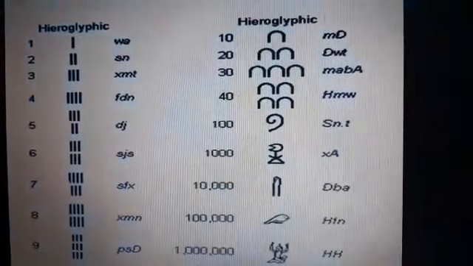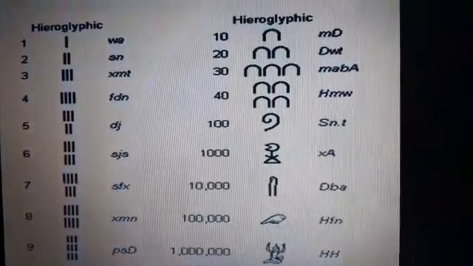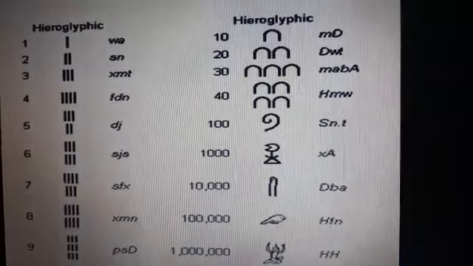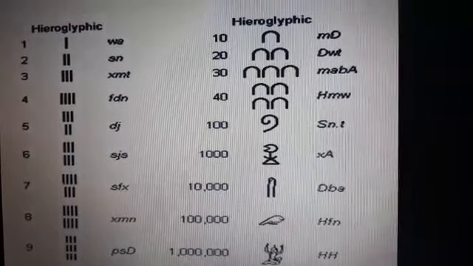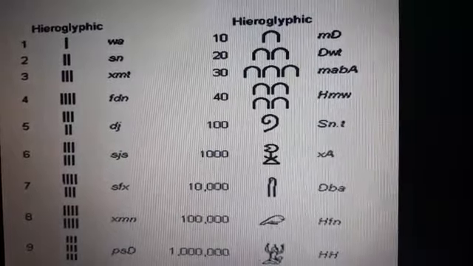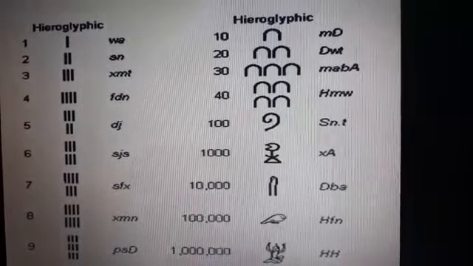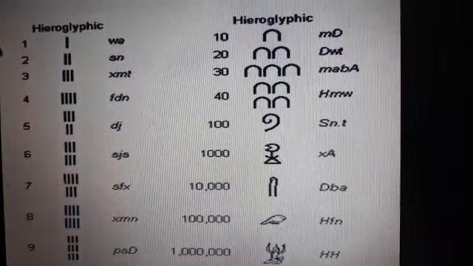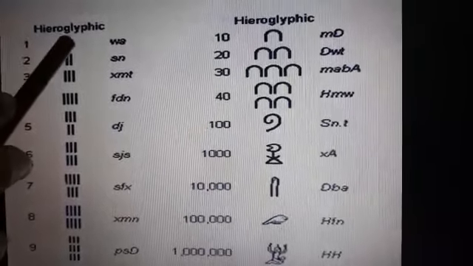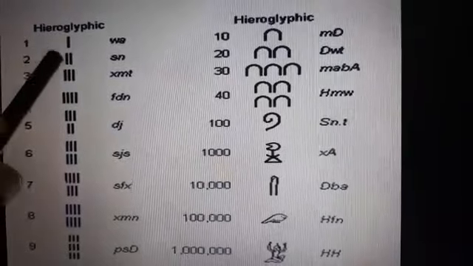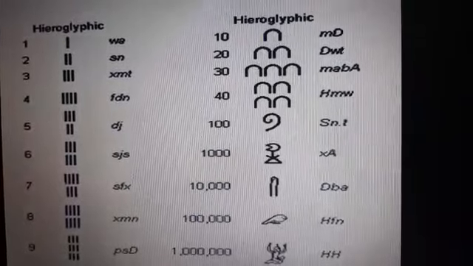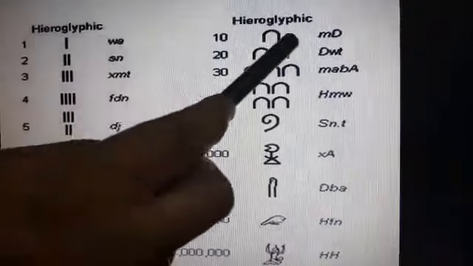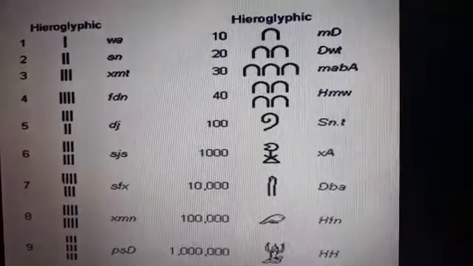To solve this issue, they developed their own number system. They developed their own symbols, and these symbols represent specific numbers. For example, for 1, they had one symbol. For 2, they had another symbol. For 3, they had some other symbol. For 10, they used some other symbol.